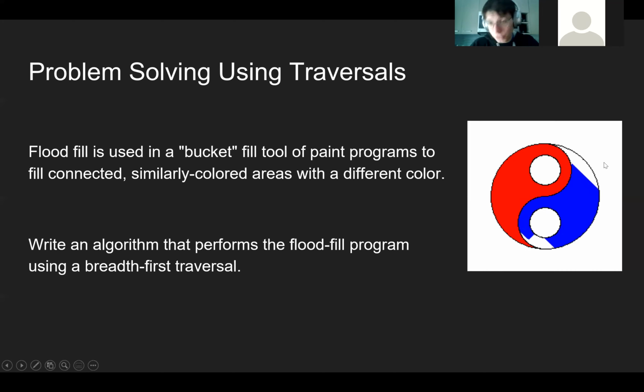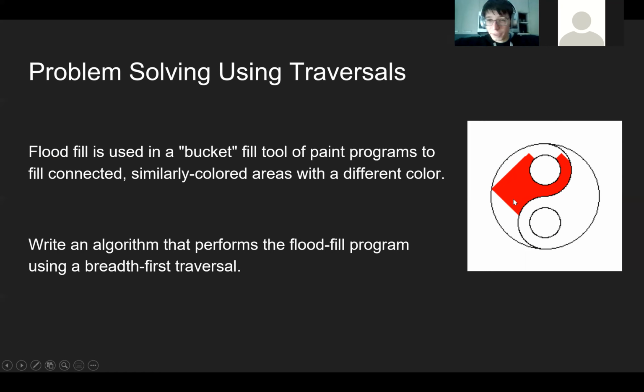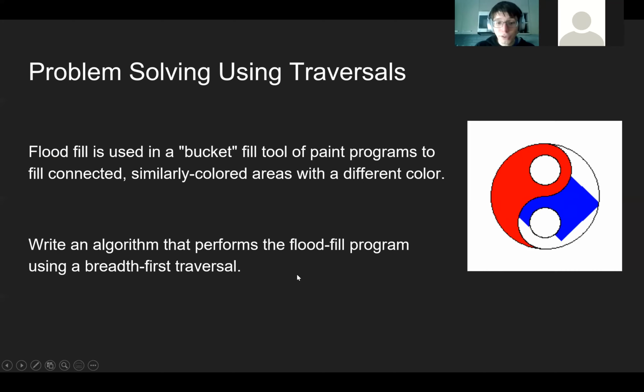So in this example, let's just watch the animation and see what it's all about. We start with empty. Let's say I click on this region here, and it highlights everything red and expands outward. Then when I click on the other one, it's going to expand outward with blue. So we can write an algorithm that performs flood fill using breadth first traversal.